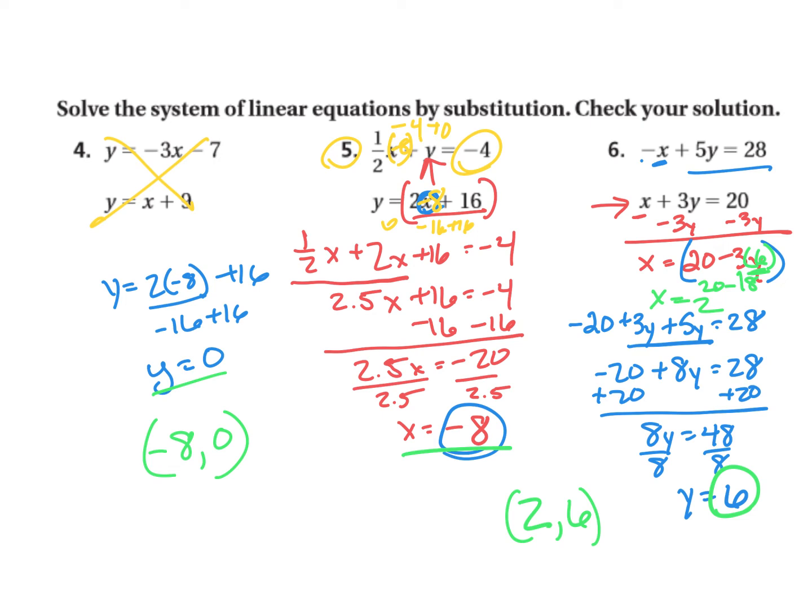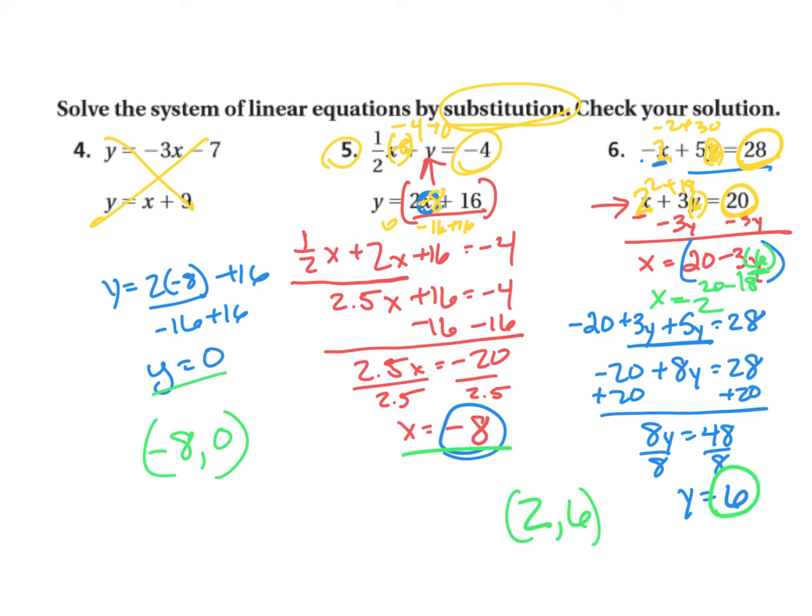And let's try plugging it in. Negative 2 plus 5 times 6. So it's negative 2 plus 30. That does give us 28. X is 2, y is 6, so that would be 18. So 2 plus 18 does give us 20, so we have our solution. If you have any questions on substitution, make sure you ask.